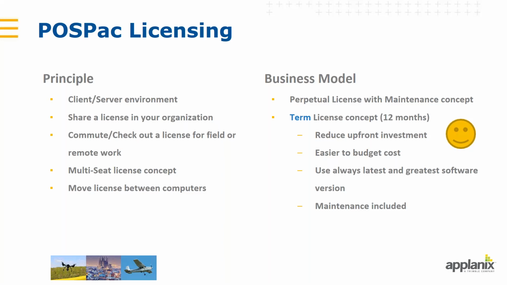However, last year, we also released a so-called term license concept. A term license always runs 12 months, and it's similar to a subscription approach. The idea here is that you are able to reduce your upfront investment because a term license is far cheaper than a perpetual license. You can hopefully budget your cost more easily. And the other thing is that you would always use the latest and the greatest software version when you're having a term license, because the maintenance is basically included.